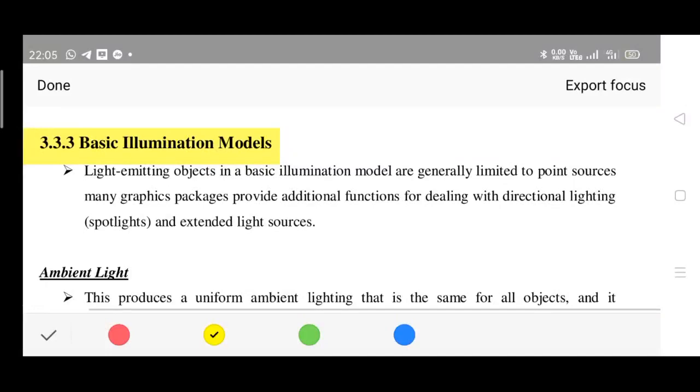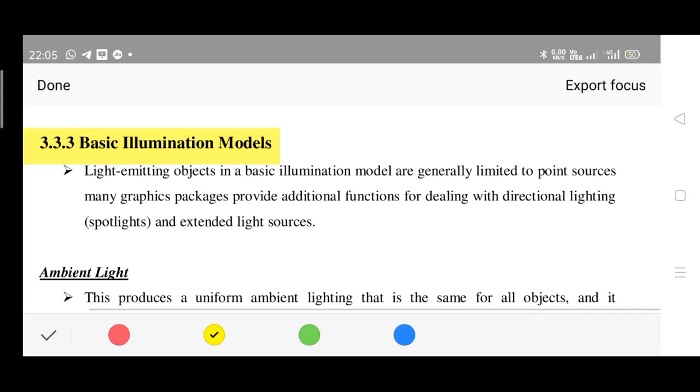Hello students, moving on to the next topic in computer graphics. So we are in the fourth module, right? The next one is basic illumination models. Of course, fourth module in the sense module number 3, but for us it is the fourth module, right? So, basic illumination models.